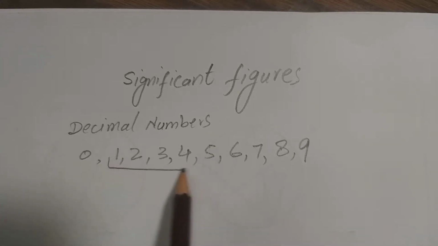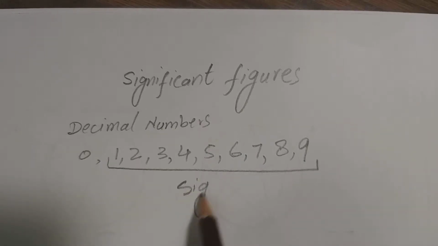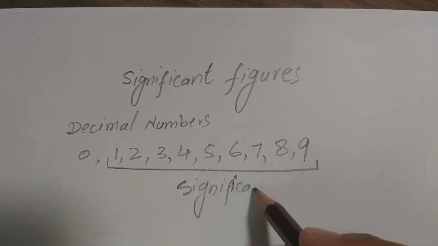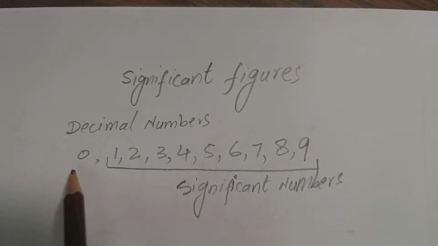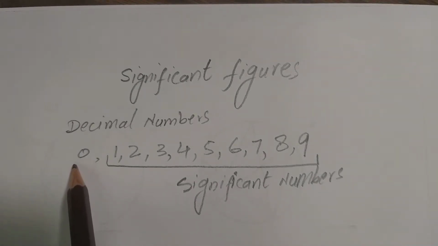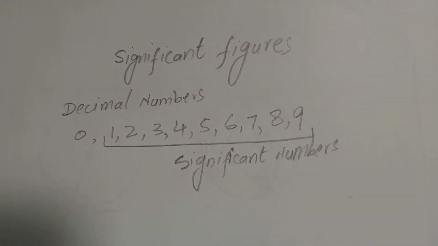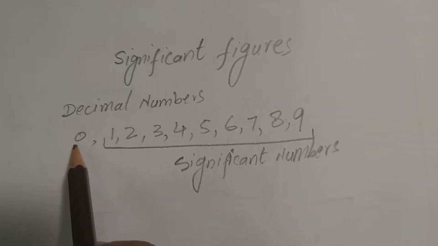Now, all non-zero numbers from 1 to 9 are called significant numbers. But 0 is sometimes significant and sometimes not significant. Let's see how it becomes significant and how it would not be. All non-zero numbers are significant, but 0 depends on the situation, on the place where it appears.